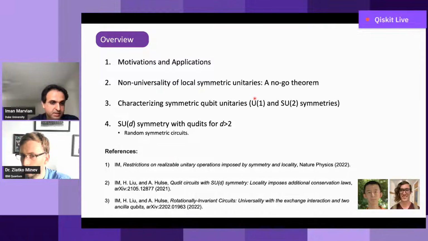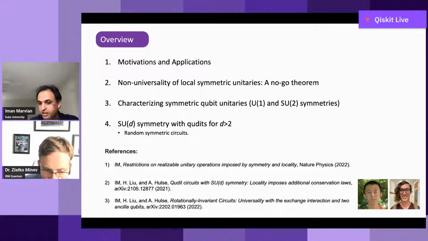The results that I present in this talk are mostly based on these three papers. The second and third papers here are joint work with two bright students. Hanqing Lu is a former student, and Austin Hulse is at Duke University.